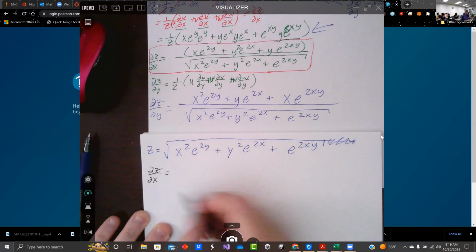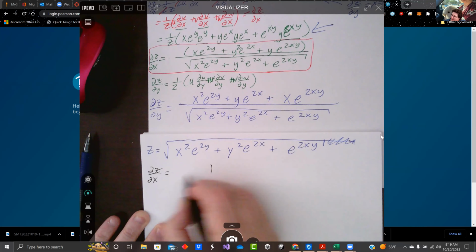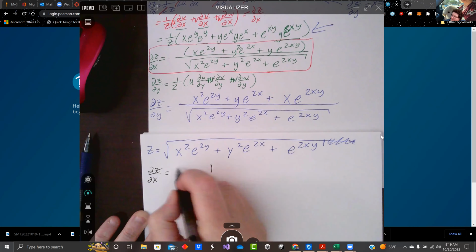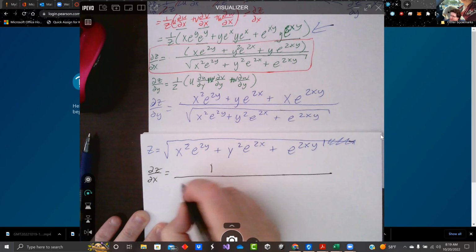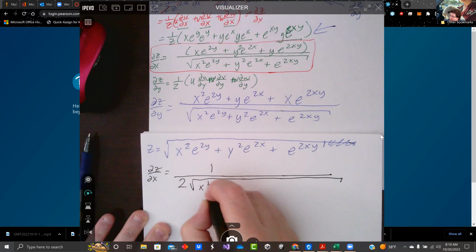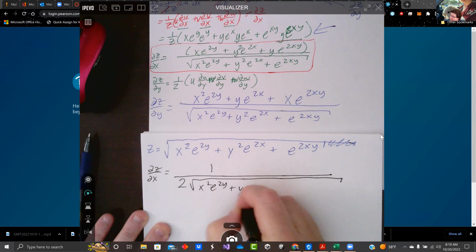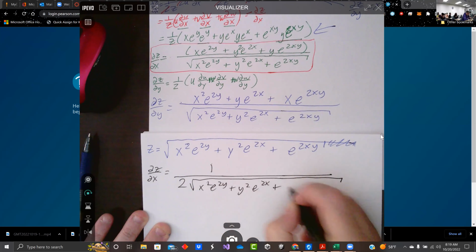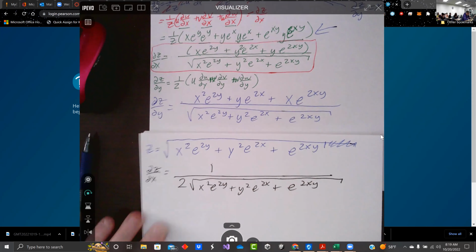So dz dx should give us, oh, I don't need to put the 1 there. I have a 1/2, I got the 2 on the bottom. x squared e to the 2y plus y squared e to the 2x. Perfect. And now we take the derivative of the inside.